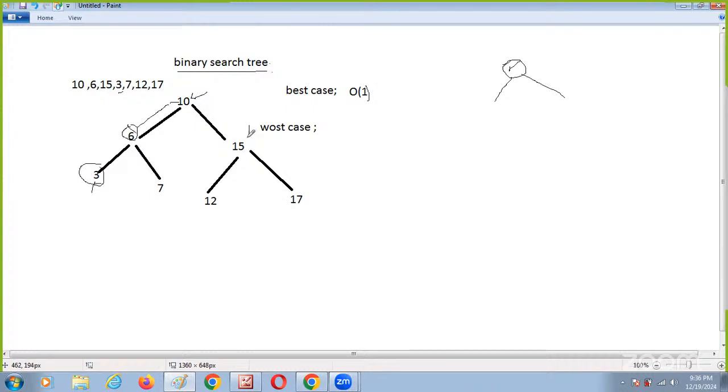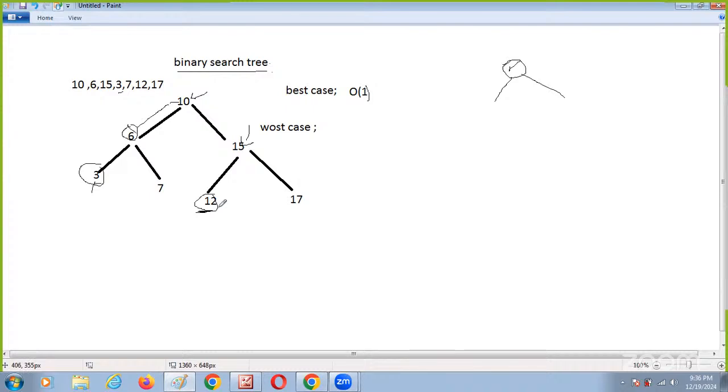Now I come to this position, and again I will check here. Whatever element I want to search, 12, is 12 lesser than 15 or greater than 15? It should be lesser than 15 only. So where should I check? I should check the left hand side of the 15. Now I will search here: is 12 equal to this 12? Yes, so the element is found at the final position.